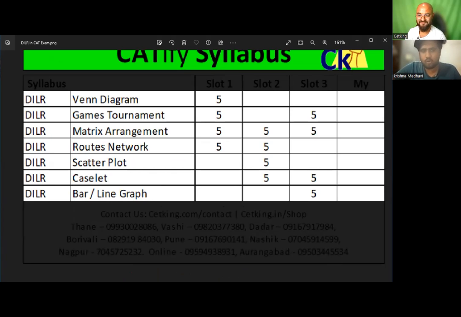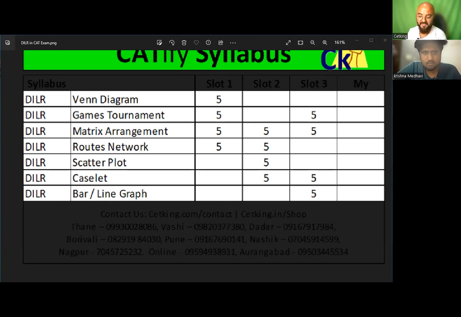If you want to get good at games and tournaments, you need to solve at least 30 to 40, 50 sets in games and tournaments. Then only you will be comfortable at that topic. It will take time, around 3 to 4, 5 months. But after solving 50 sets from all topics, you'll start getting confidence, and then you will also see the increment in your marks in the mocks.